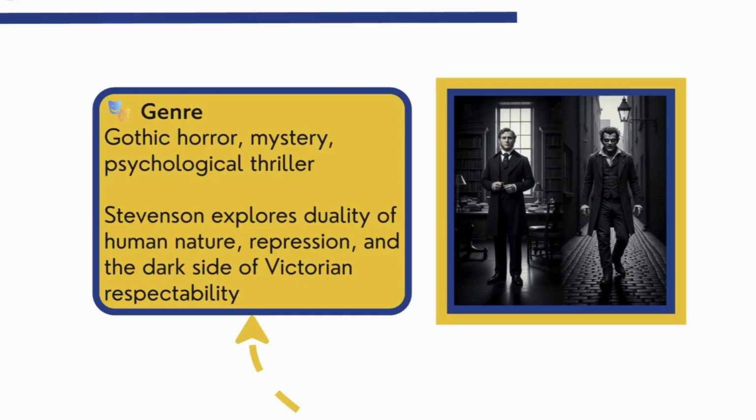So the psychological idea that we have the conscious side of us, the rational side, and the subconscious, which is prone to doing anything and doesn't follow the normal rules. Repression within Victorian society, where they couldn't let their true personalities out, so they had to repress them because of the strict moral society, which we'll talk about in a minute. And the dark side of Victorian respectability.